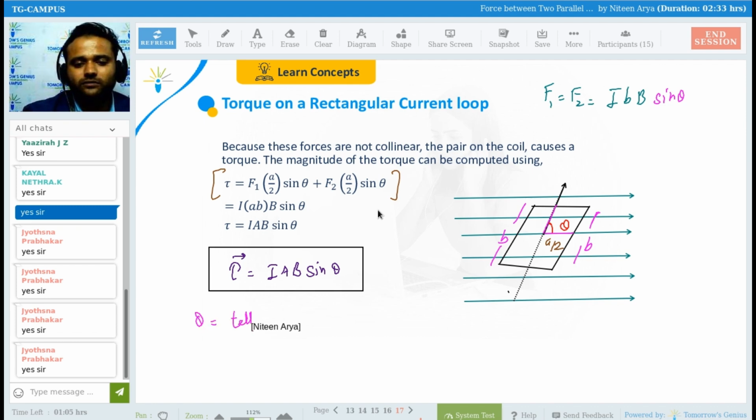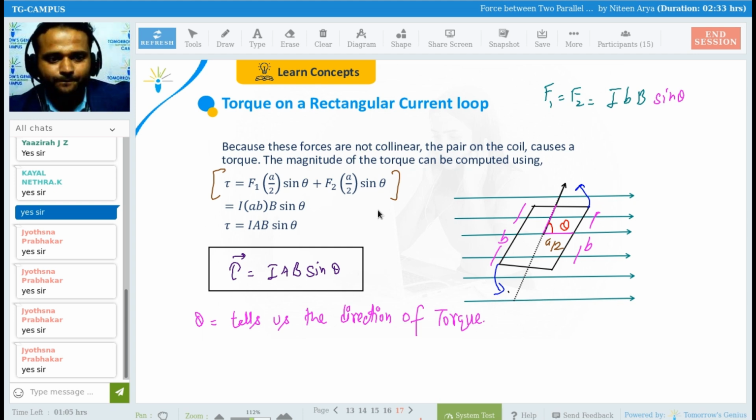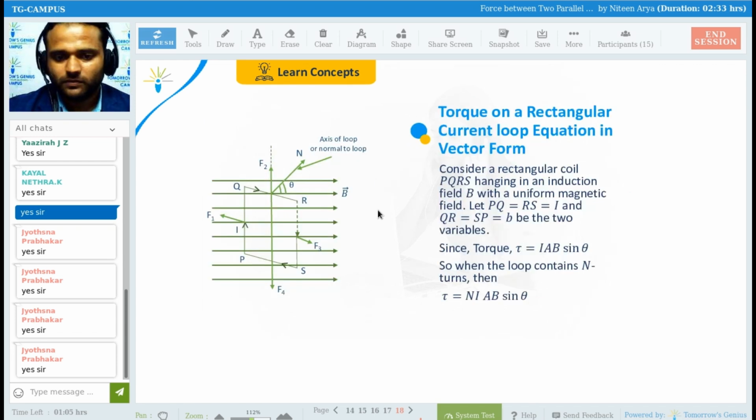Theta tells us the direction of torque. And again, this loop is also rotating in this way, anti-clockwise, north to south. Clear? Clear now, everyone? Okay. Is this clear, everyone? Good.